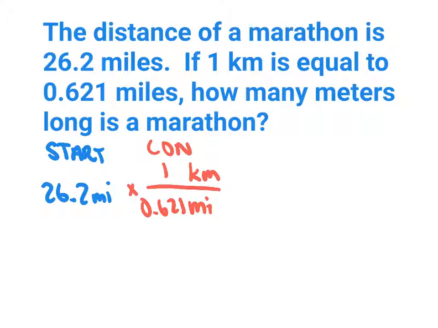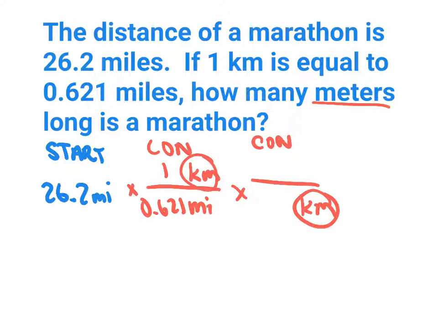The problem is now my answer is in kilometers. It's not in meters. The question's asking for meters right here. So I actually can multiply it by a second conversion factor. In this case, I'm getting rid of kilometers, which I'm in, because remember now they've changed to kilometers. I got to get rid of it. I want to put it into meters, and you should know that there's 1,000 meters in every 1 kilometer. And then we're ready for an answer.